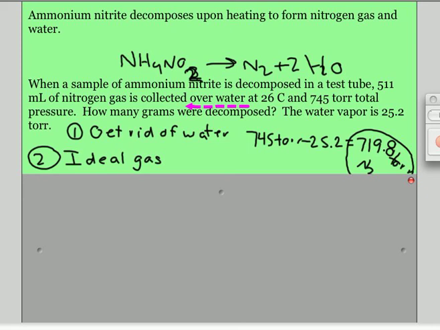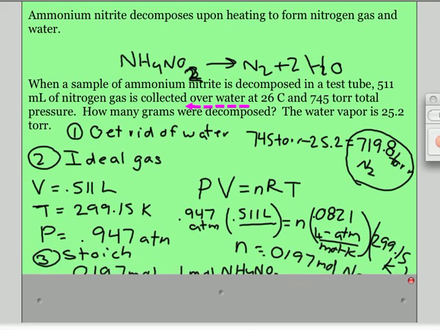The next thing I have to do is, since I want to go backwards, from nitrogen to ammonium nitrite, that would mean I would need to use stoich. Well, I can't do stoichiometry with a pressure. That doesn't make sense. So the second thing I have to do is use my ideal gas law to figure out, okay, if I have 719.8 torr of nitrogen under these conditions, how many moles is it? So I use my ideal gas law, PV equals nRT.